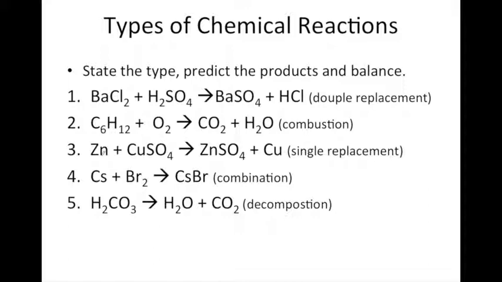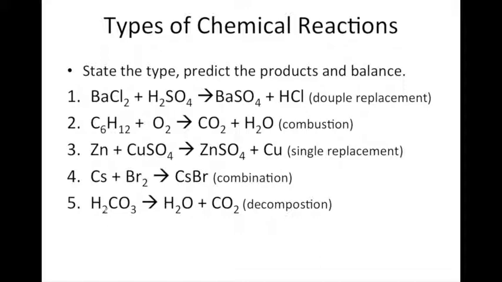You can see here we have a single replacement, so my copper and zinc are going to switch places, give me zinc sulfate and copper. And here we have a combination reaction, cesium and bromide combine. Cesium forms a +1 ion, bromide is a -1, and so again these will be combined at a 1-to-1 ratio.